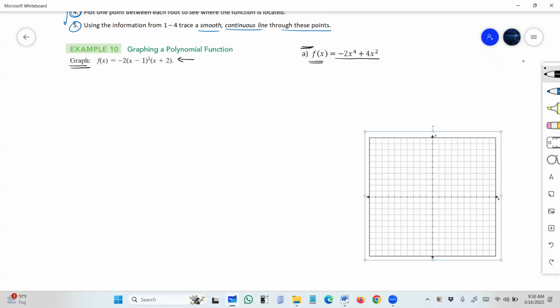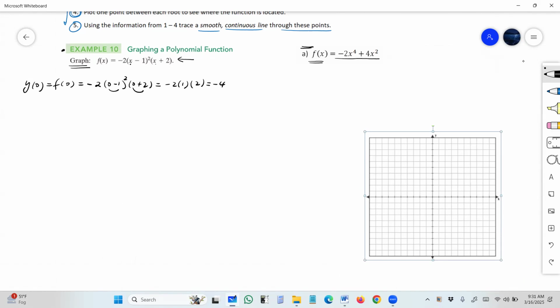Okay, so let's begin with example 10, and we begin by finding the y-intercept, or f of 0. So all I have to do is replace x with 0 and find the value of the function. So 0 minus 1 squared, times 0 plus 2. Negative 1 squared is positive 1. So negative 2 times positive 1, and obviously 0 plus 2 is just 2. So this is negative 4. So I have the y-intercept.